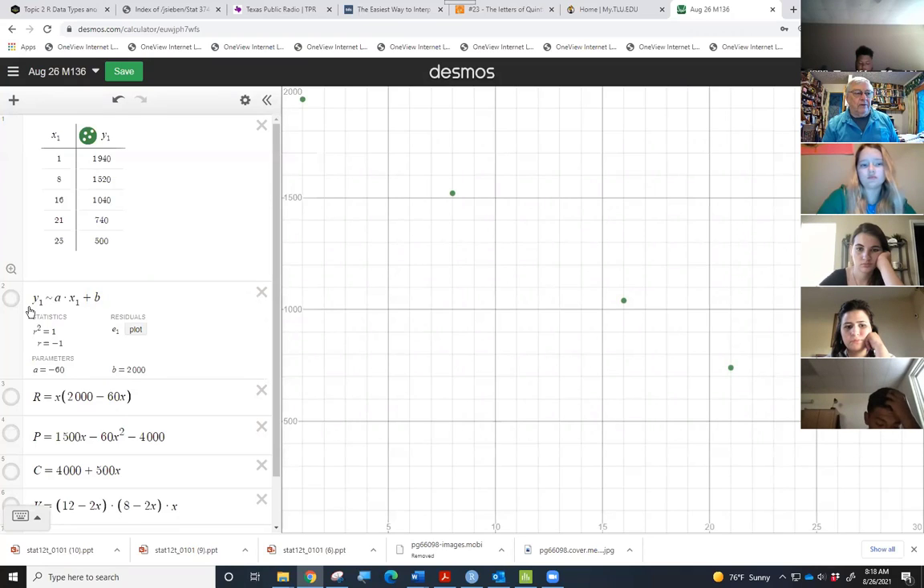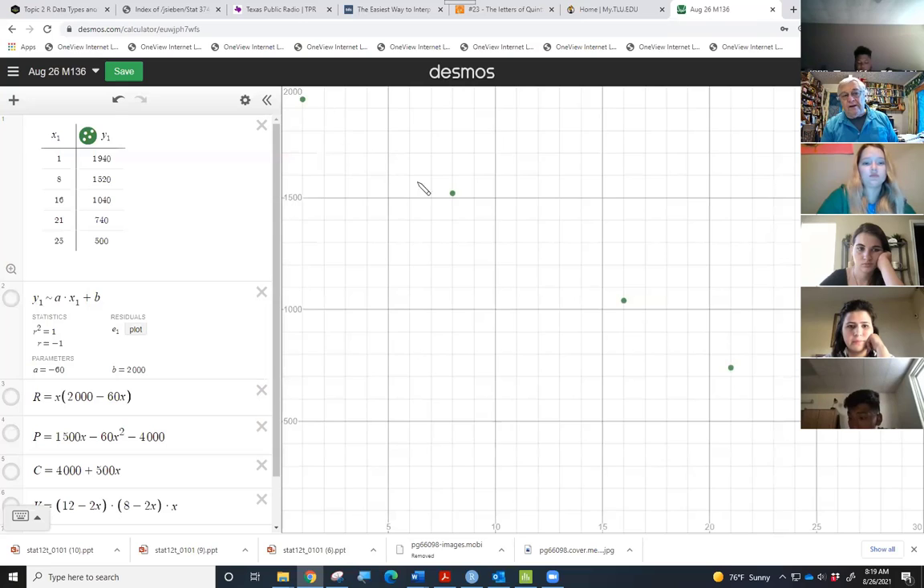Now, come over here, if you will. The form of a linear function is y equal ax plus b. You may have learned that in high school as y equal mx plus b, where m is the slope. I'm just calling it a today. But a is the slope and b is the intercept, or where the line crosses the vertical axis.